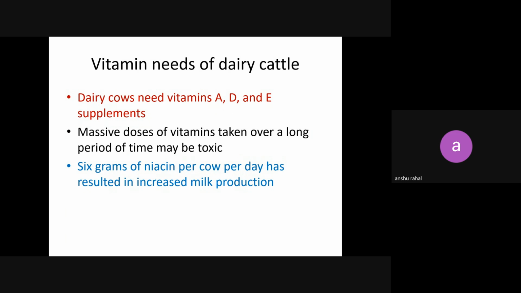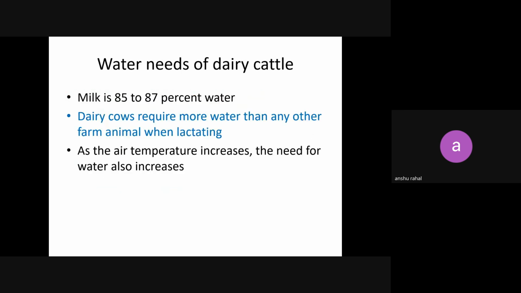Massive doses of vitamins should be avoided because in the long run, they may become toxic. Six grams of niacin is required per cow per day to increase milk production. Vitamin B complex can be given, although its deficiency does not arise within the animal because these vitamins get synthesized within the body. But in some cases, supplementation is needed.